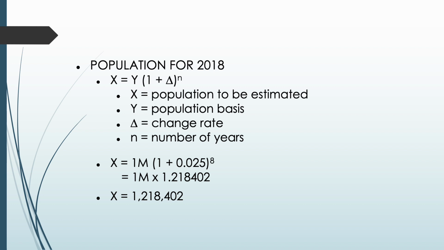So we just have to supply the values, and X is equal to 1 million from the 2010 population basis, 1 as a constant, plus the 0.025 rate increase converted to decimal point, and raised to the 8th power, which is our year interval. And we get a total population of 1,218,402 for 2018.